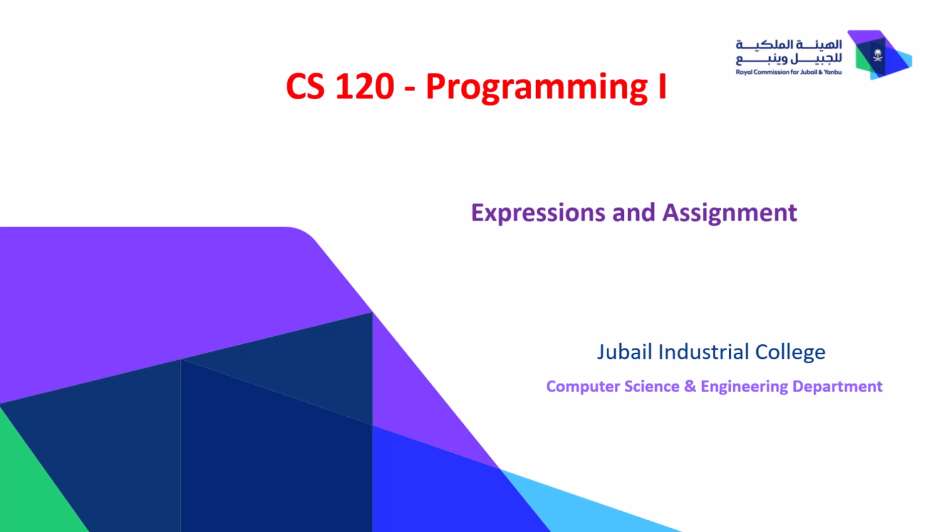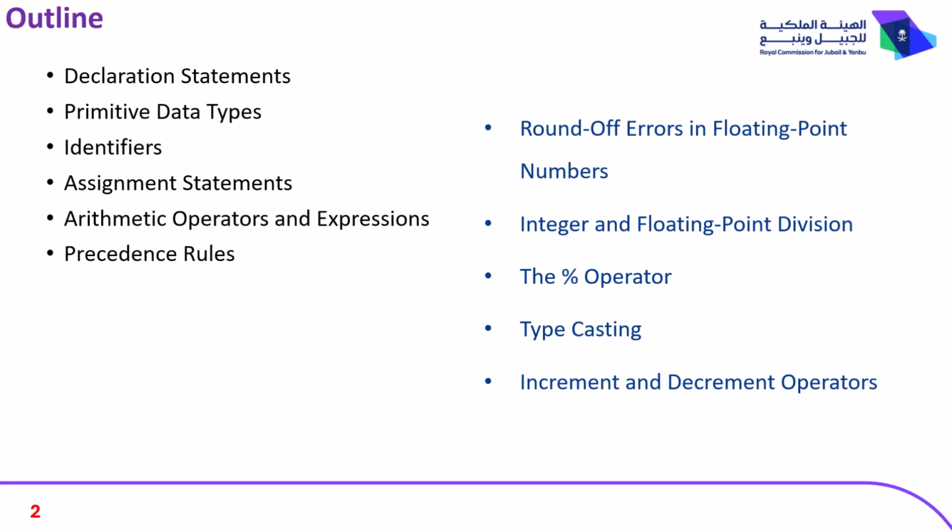In this lecture, we will cover the fundamental building blocks of Java programming, including declaration statements, primitive data types, identifiers, assignment statements, and the rules governing arithmetic operators and expressions. We will also discuss more technical aspects such as round-off errors in floating-point numbers, the differences between integer and floating-point division, the use of a modulo operator, typecasting, and finally, increment and decrement operators.